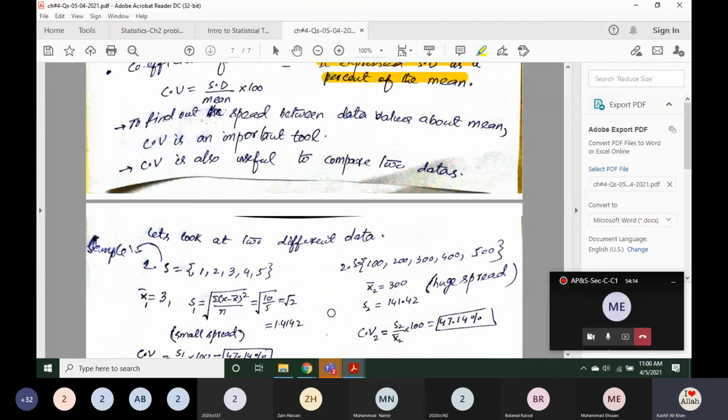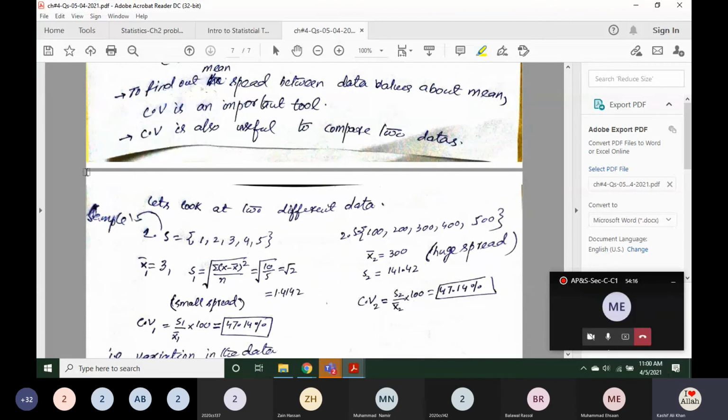So let's look at two different data sets. One is the sample data, which contains the values 1, 2, 3, 4, 5. And the second is also sample data, but that contains quite higher values: 100, 200, 300, 400, and 500.